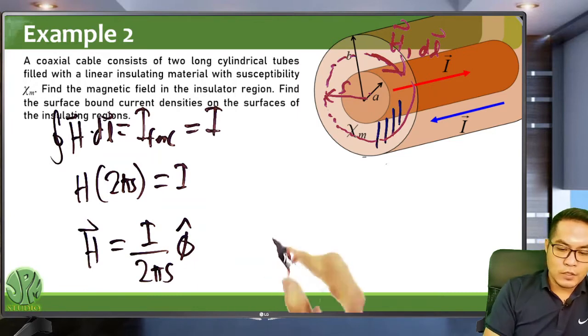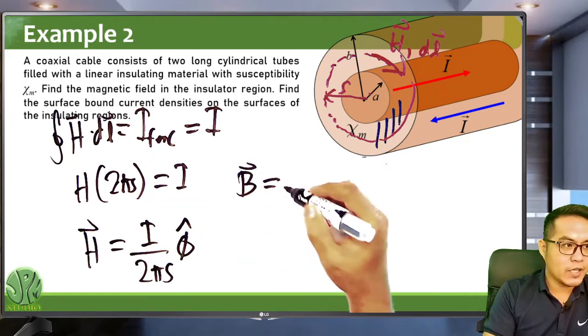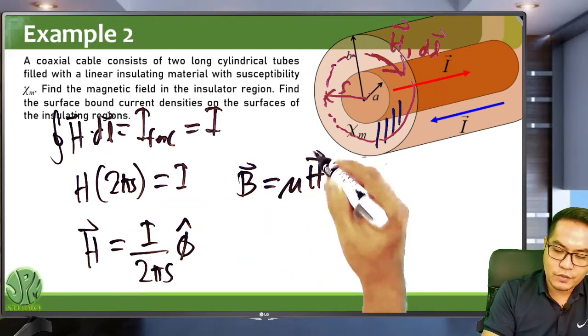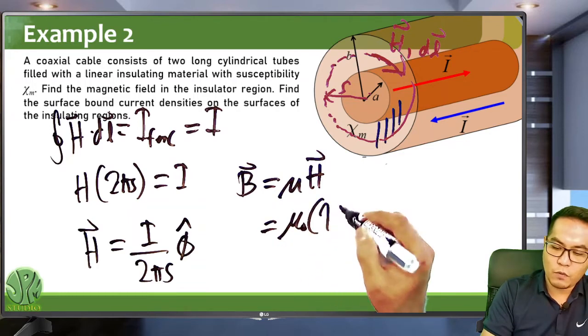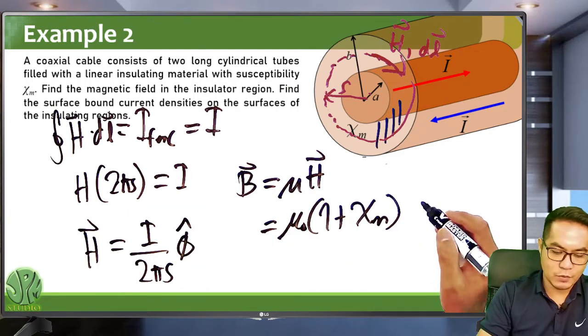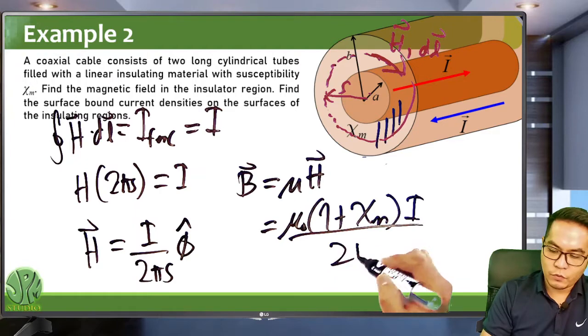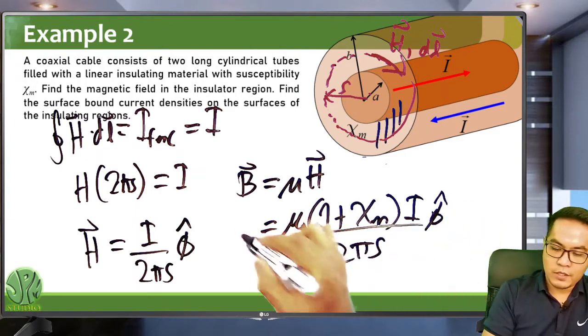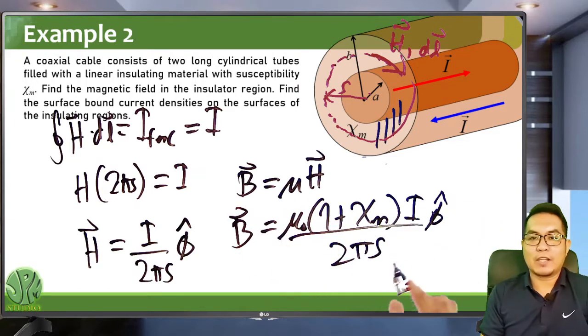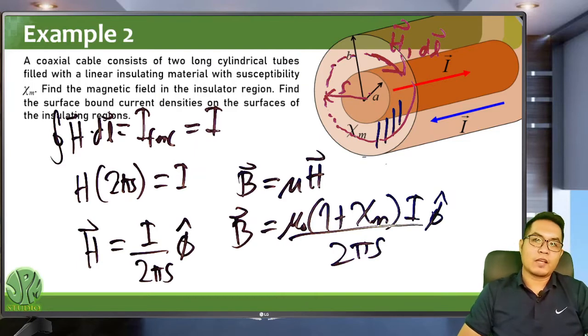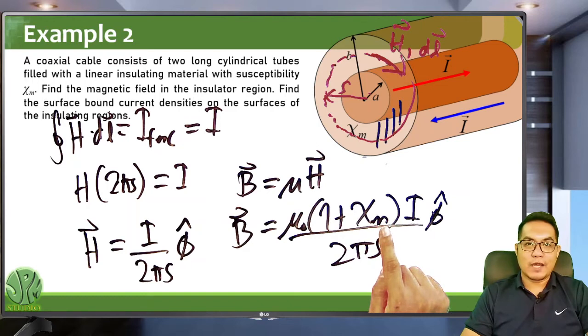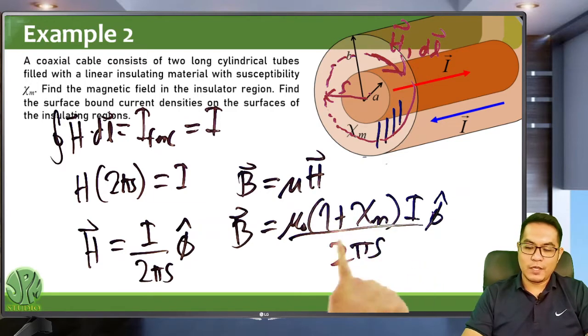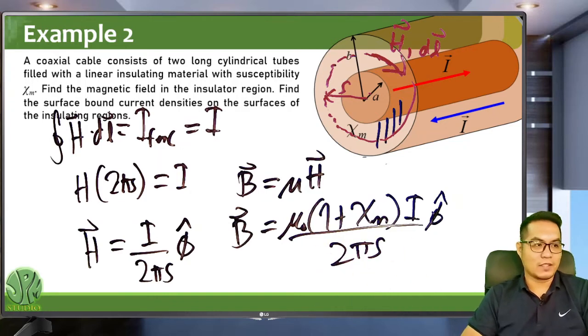Okay. So to solve for the magnetic field, it's just mu times H. So mu is just mu naught (1 plus the susceptibility) times H, which is I over 2 pi S, phi hat. So this is the magnetic field in the insulator region. Take note that if there is no insulating region, if the susceptibility is 0, then this just reduces to the magnetic field of a current carrying wire, mu naught I over 2 pi S.